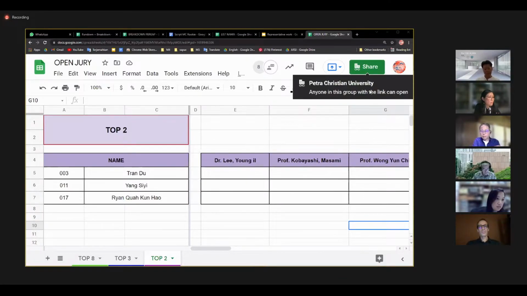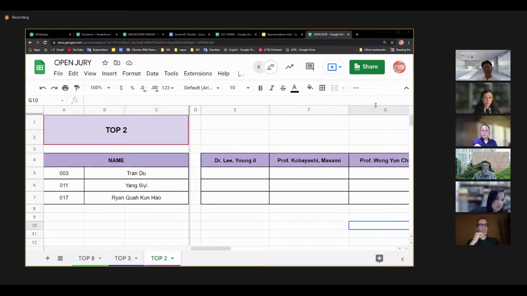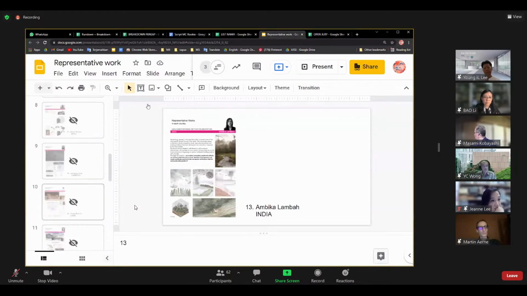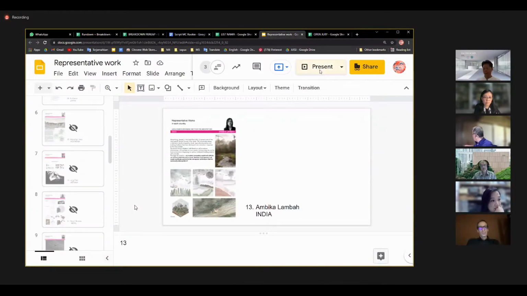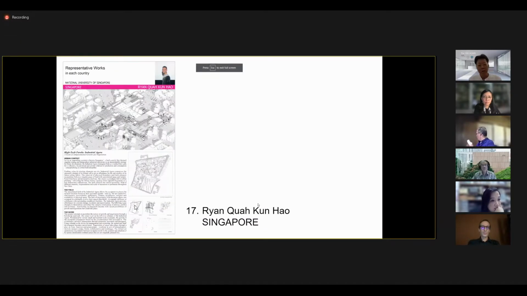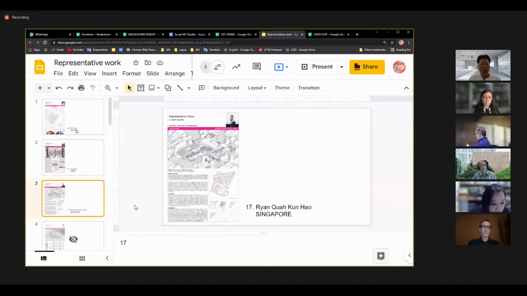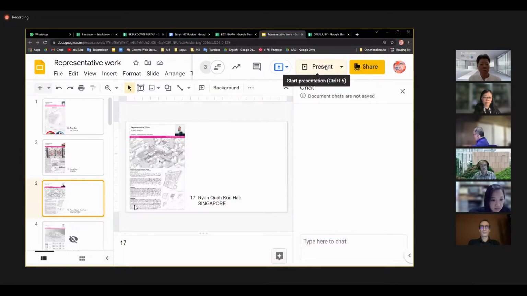So before we actually start with the voting, I would like to invite the 3 candidates. Candidate number 3, Tran Du, number 11, Yang Si, and number 17, Ryan Kwan Kuhao, to re-explain their work briefly for us in 1 minute as a refresher for everyone in today's event. So the jurors can have a better idea of who they're voting for.